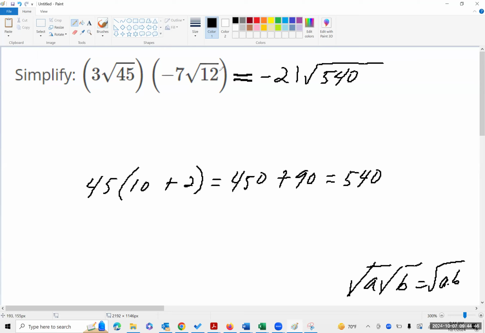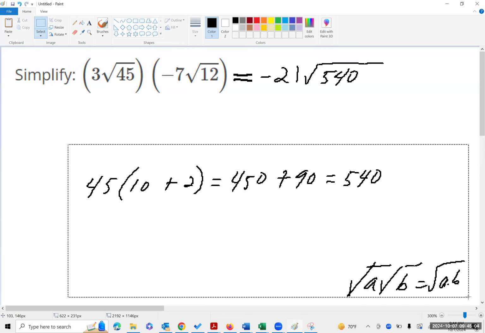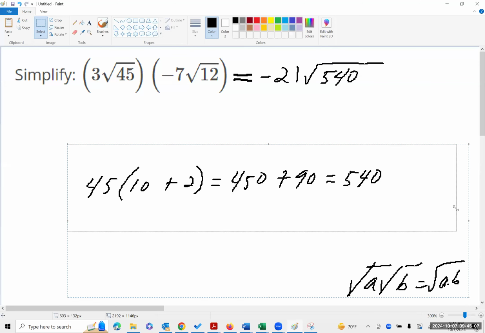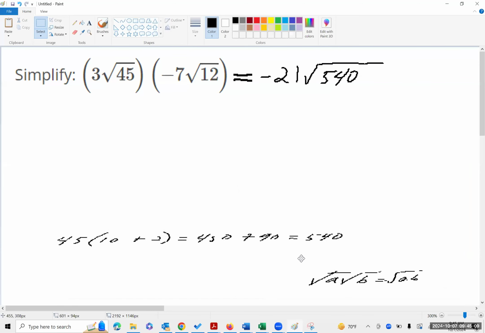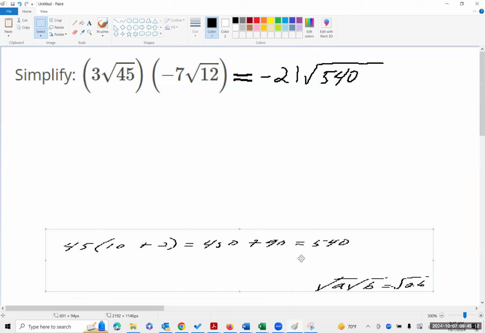That's 45 times 12. But the question is, does 540 have a perfect square factor? Since 540 is a pretty large number, it may be hard to make a list of all the factors. So I'm gonna approach it in a little bit of a different way. And I'm gonna take 540 and make the prime factorization tree.